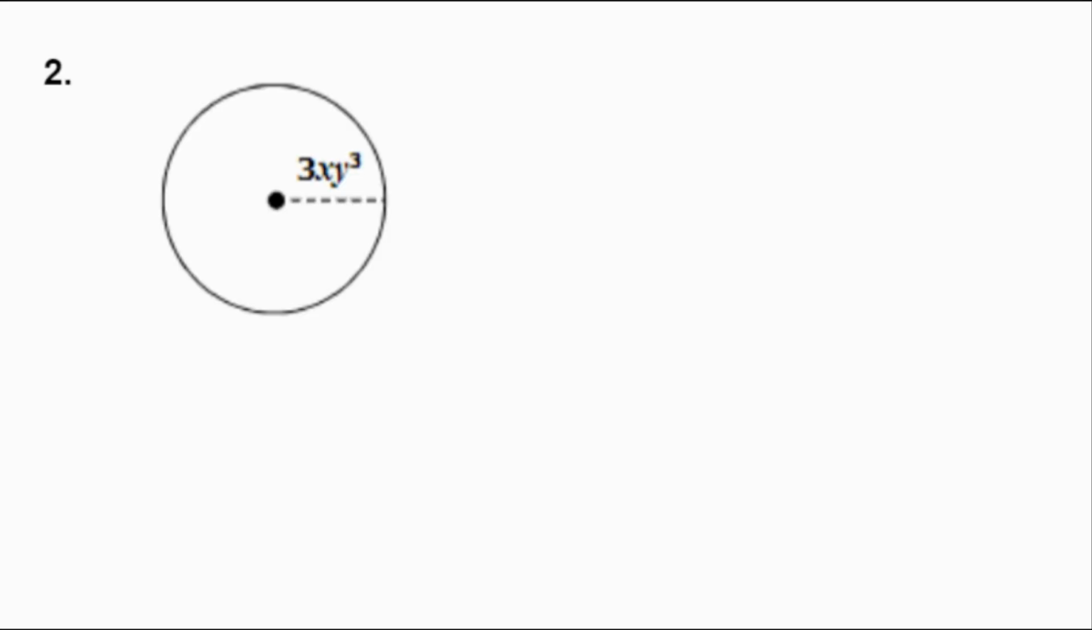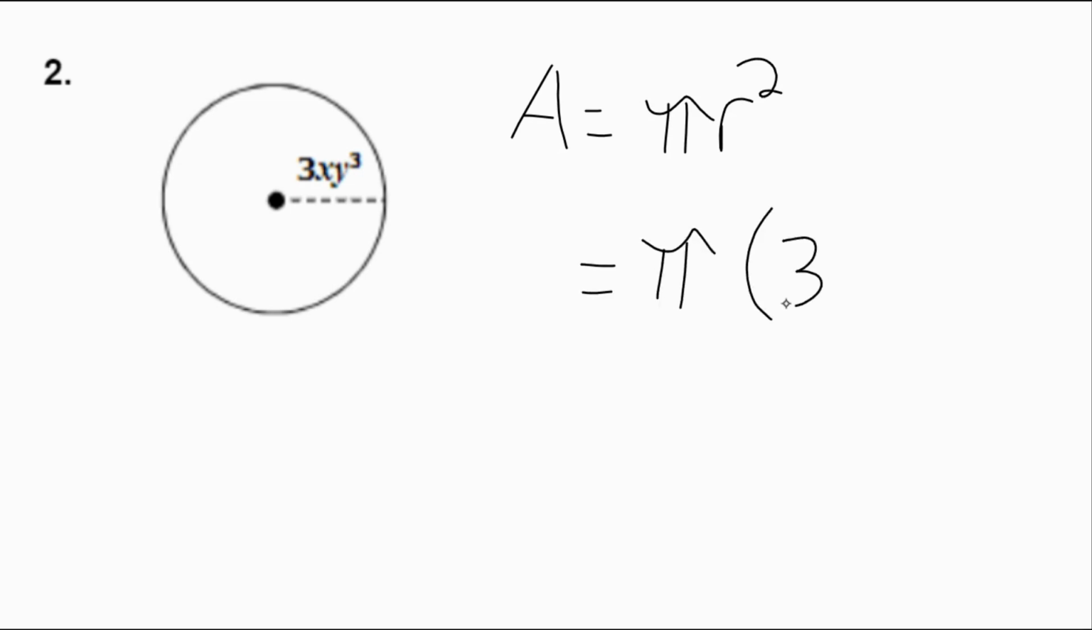Number two, we have a circle. The radius here is 3xy cubed. I know the area of a circle is pi times r squared. So I'll have pi times the radius squared, which would be 3xy cubed all squared. I have 3xy cubed in parentheses because I can see that this is r squared, so I need to multiply the whole radius by itself.